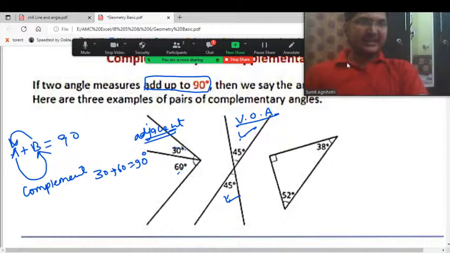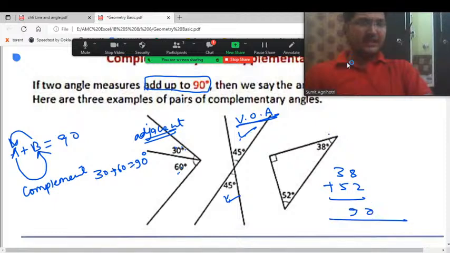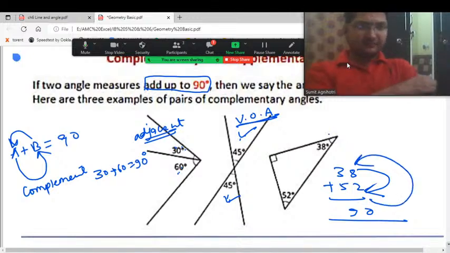Adjacent angles may be complementary, or they may not be adjacent but still be complementary. The main thing you need to remember is that their sum should be 90 degrees. Here in this case the sum is 90. Do you think 38 and 52 sum up to give you 90? If they sum up to 90, that means the complement of 38 is 52, and vice versa, the complement of 52 is 38.